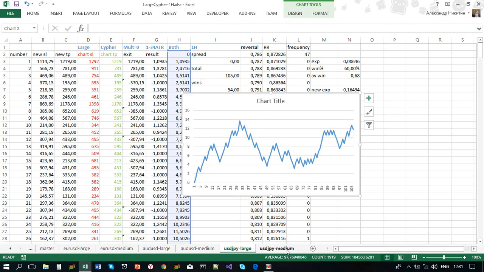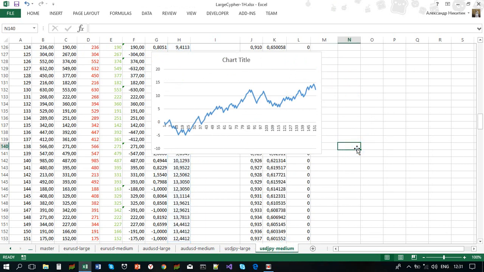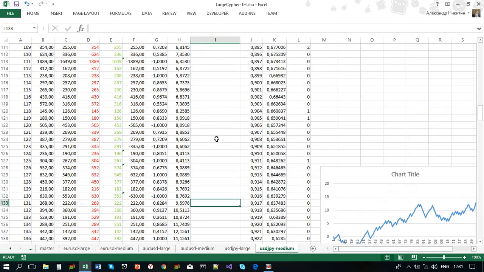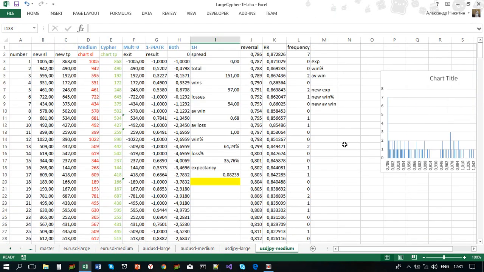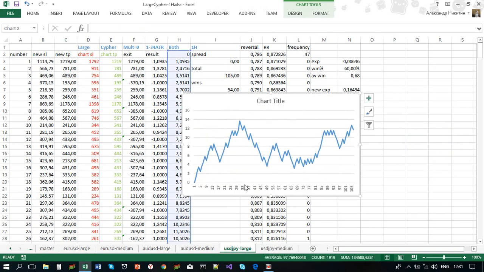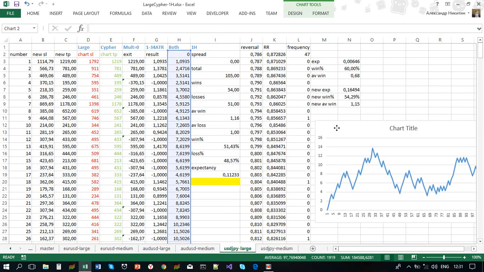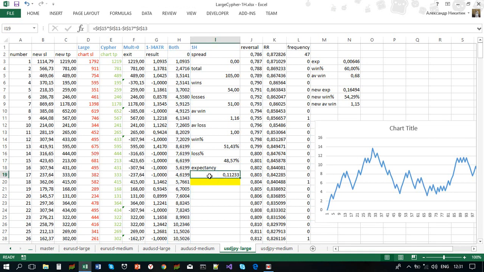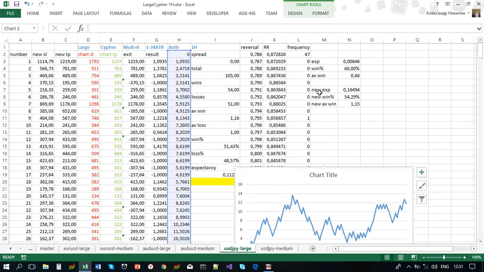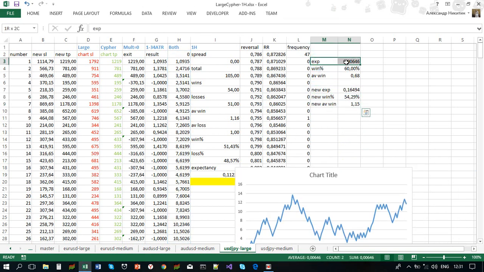Okay, that's it about the cipher pattern trading. The conclusion is that dollar yen moves a bit better. And let's compare the numbers. The expectancy of this is 0.08 and the expectancy of this is something is wrong with this chart. Oh, I forgot, I did it differently. I already have new expectancy. The old expectancy was 0.006, almost 0, and this is the new expectancy, is 0.11.